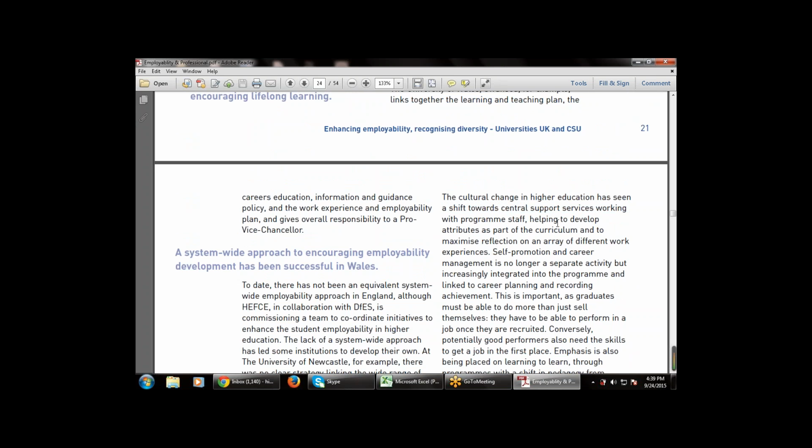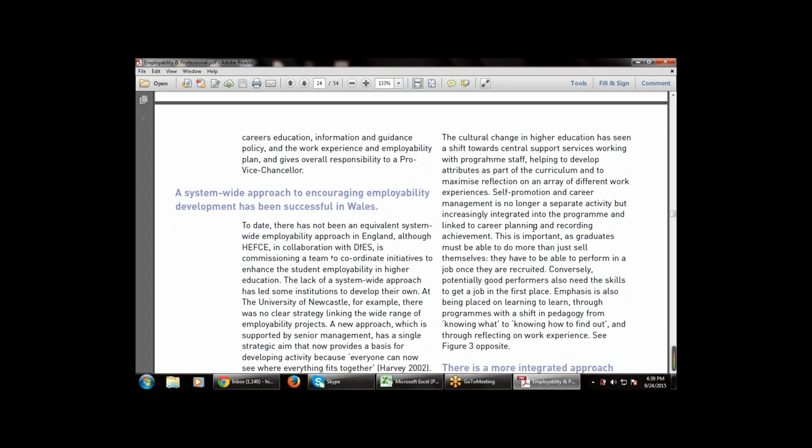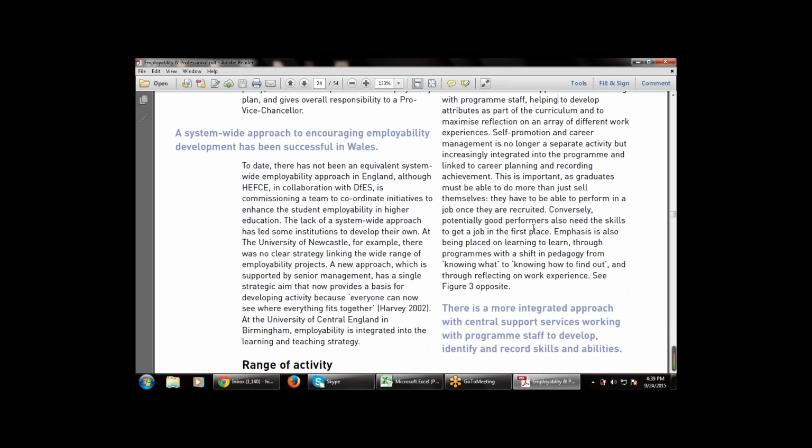The cultural change in higher education has also seen a shift toward central support services working with the program staff, helping to develop the attributes as part of the curriculum and to maximize the reflection on an array of different work experiences. There is a more integrated approach, with the central support services working with the program staff to develop, identify and record the skills and abilities.